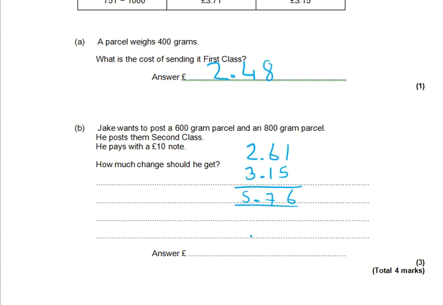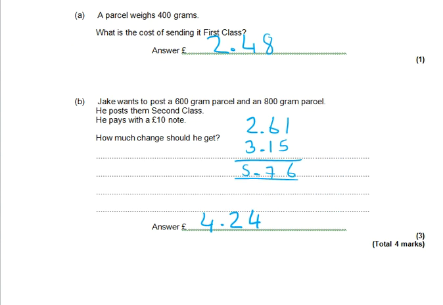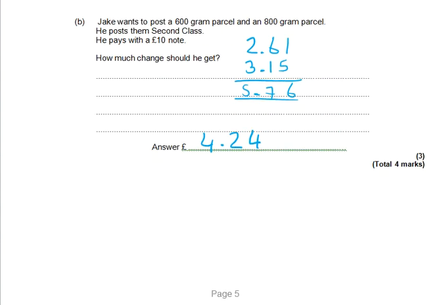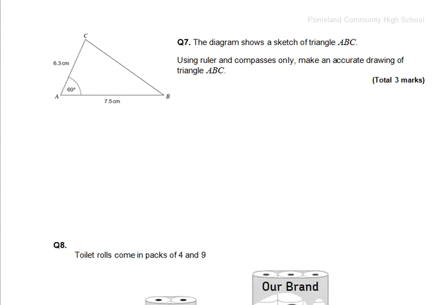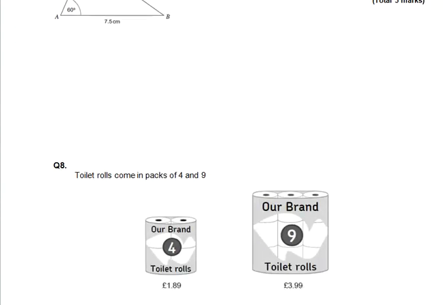So if I put 4p up to 80 pence, 20 brings me up to £6, and £4 brings me up to £10, so £4.24. Remember, this can all be done on a calculator, so it's a case of checking this. 2.61 plus 3.15, get in your calculator 5.76, and then 10 take away 5.76. You can do things without a calculator, always just check if it is a calculator paper. Okay, question 7 I'll do in the other video as well.